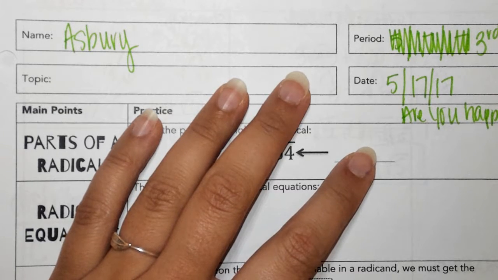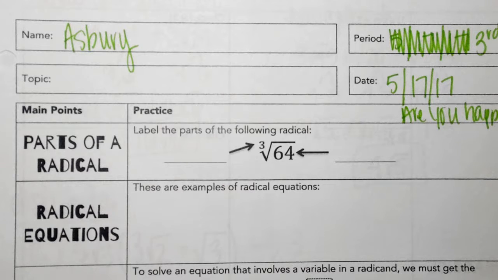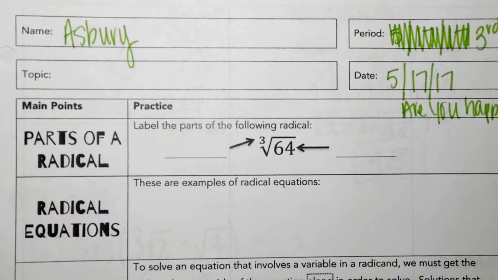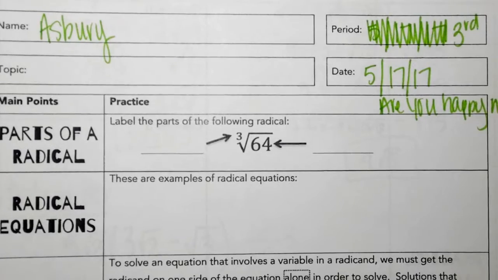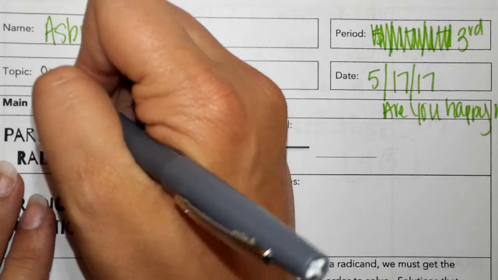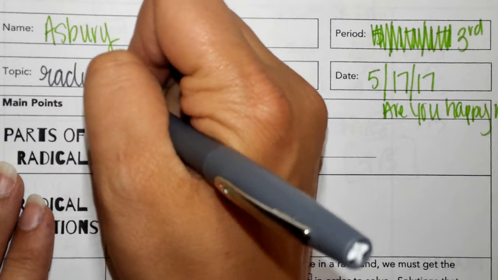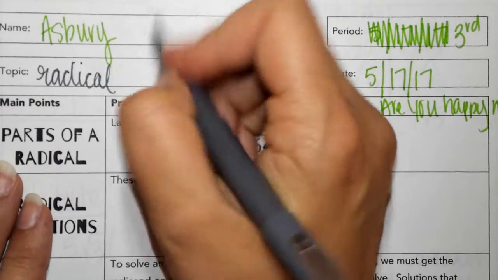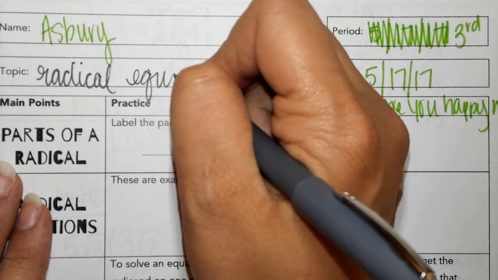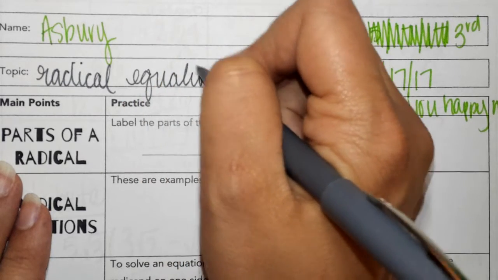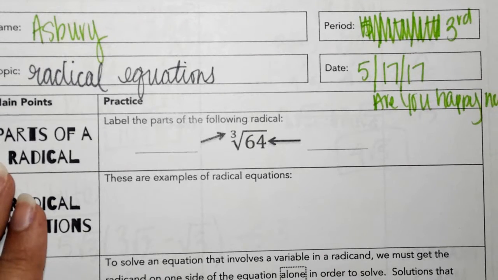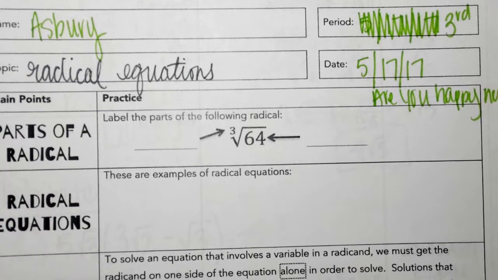What should the topic be? What do you think we're talking about? Look at the paper and tell me what you think the topic of this is. Radical equations. What are we going to call them? We're going to call them rad equations. They're rad.